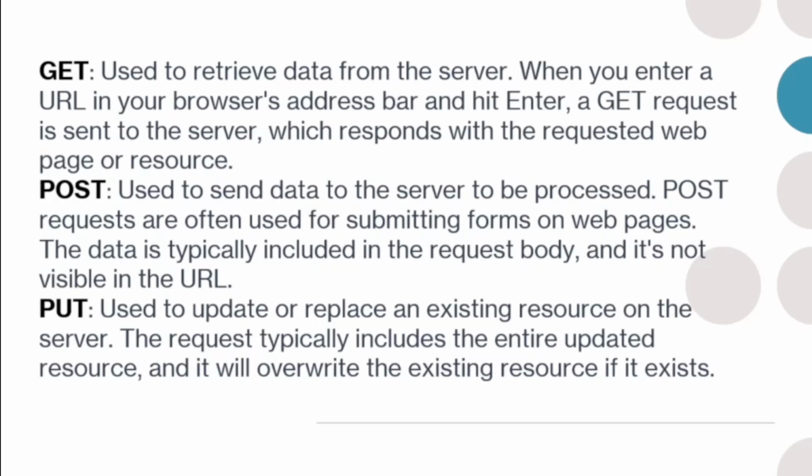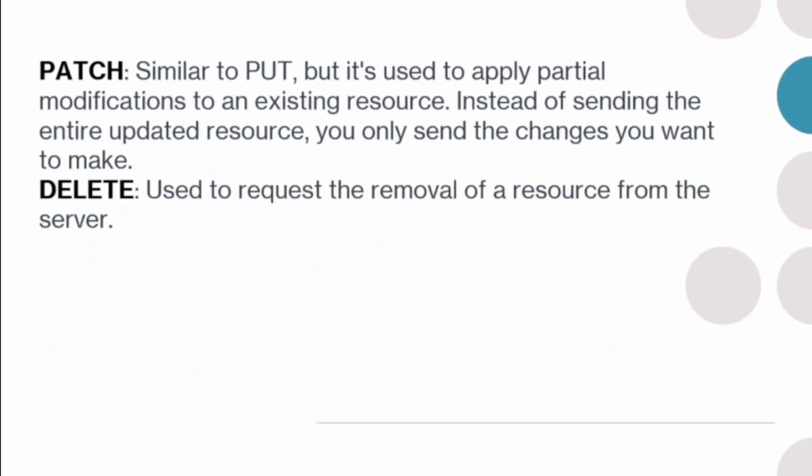The post is used if you want to send something to the server and you want your service to process those data. The put is used to update or replace an existing resource on the server. The patch, which is similar to put, but it is used to apply a partial modification on an existing resource. Then delete is used to request a removal of a resource from the server.